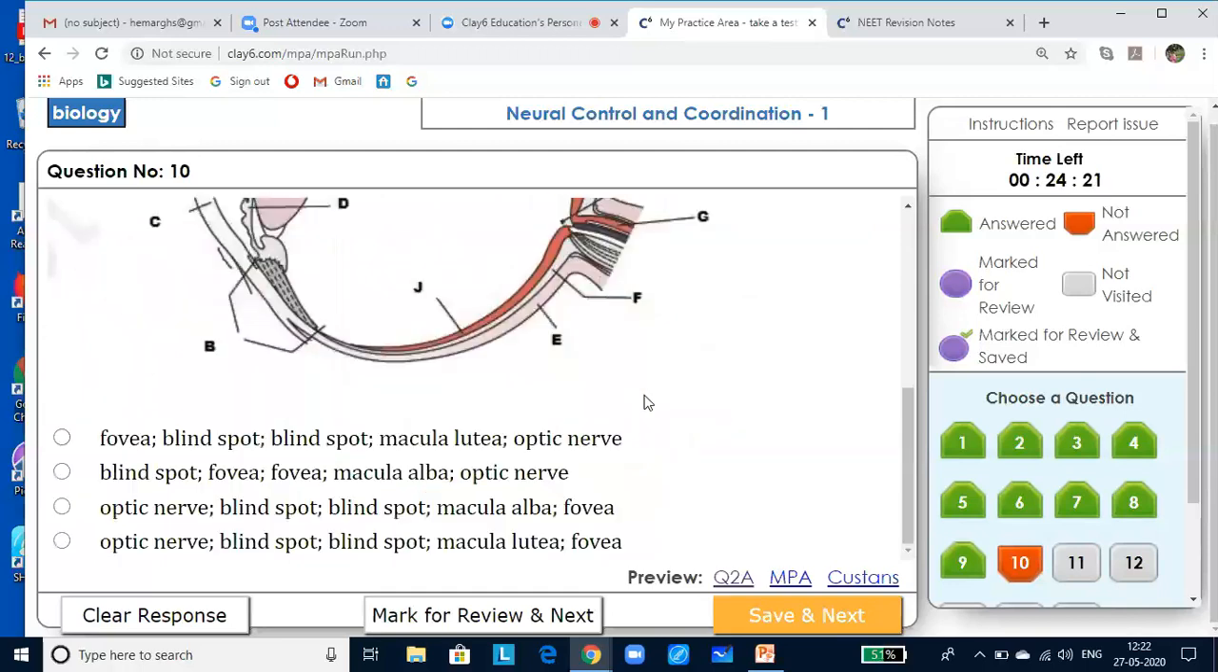So this is going to be the optic nerve. The second one is going to be the blind spot. Again, it has to be the blind spot. It is macula lutea and fovea centralis. So this is the choice. So be careful. Here it is given macula alba and here it is macula lutea. Only from this choice you are able to differentiate the two.